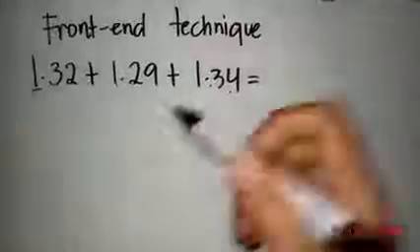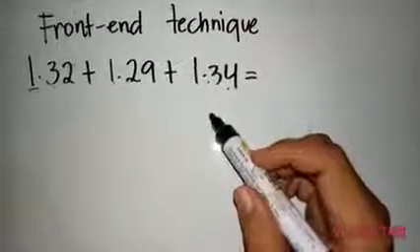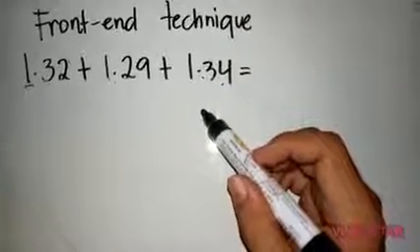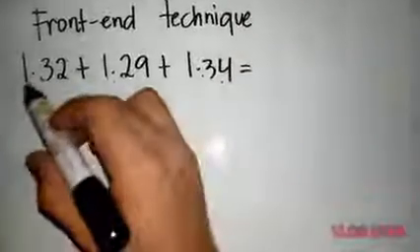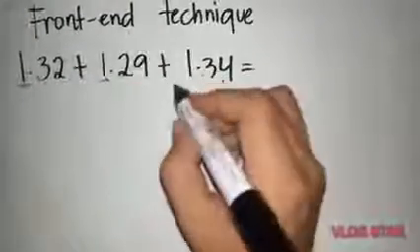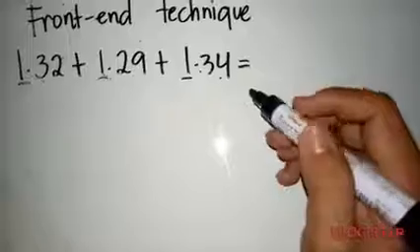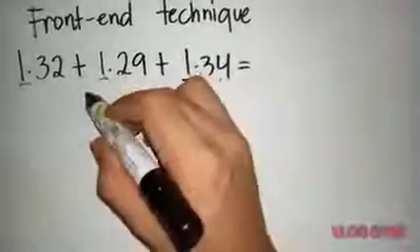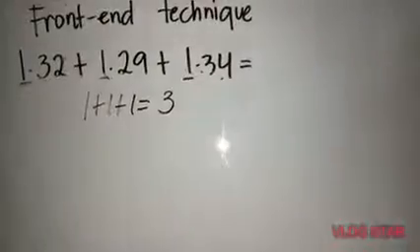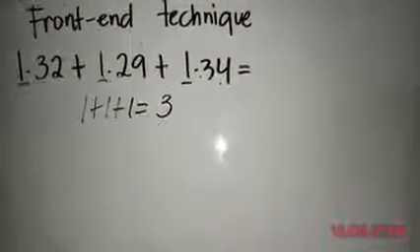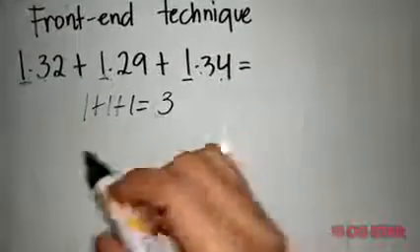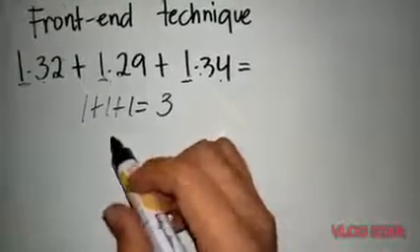So let's add these three numbers using the front end technique. The first thing that we're going to do is to underline the front end digits. So the front end digits are 1, 1, and 1. After you underline the front end digits, we need to add them. 1 plus 1 plus 1 equals 3. Then after that, set aside the sum of the front end digits and let's move to the other part.